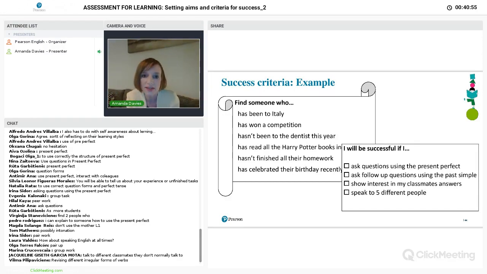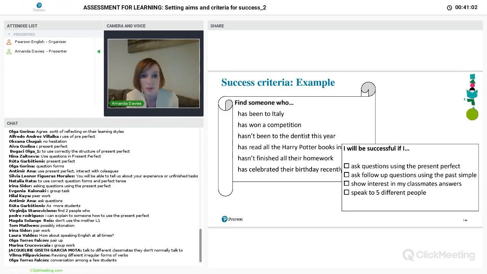So another criteria to get them to make the most of the speaking task and to extend their speaking was to ask follow-up questions using the past simple. I wanted them to show interest in their partners', in their classmates' answers. It's just natural, and I think it's something that a lot of younger students need to work on.